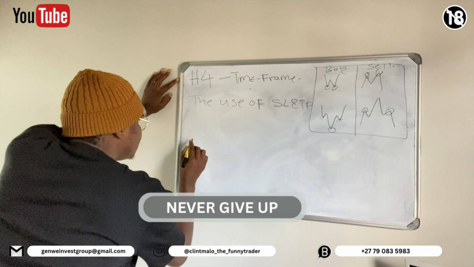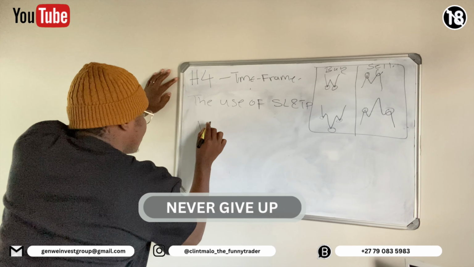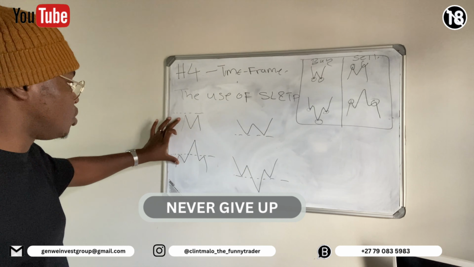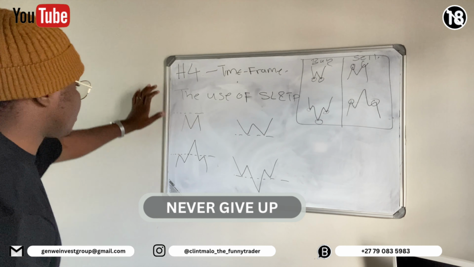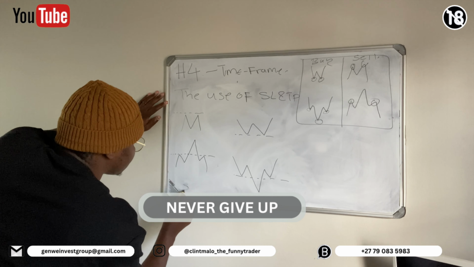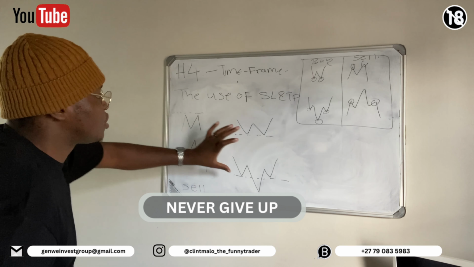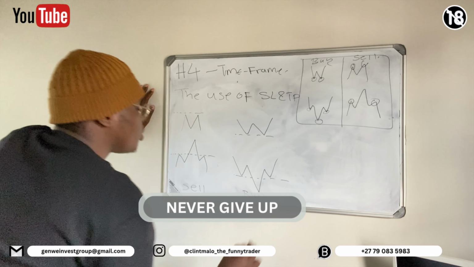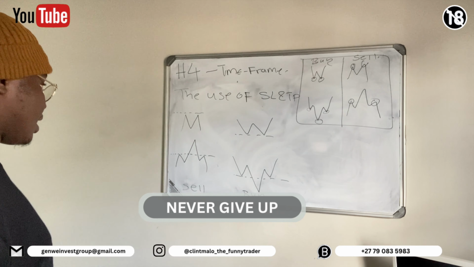So when you see an M, as you guys can see, these two show us what? They show us that the market wants to sell, right? It wants to sell. These two show us that the market wants to buy. I've already discussed that. But I want to show you something.